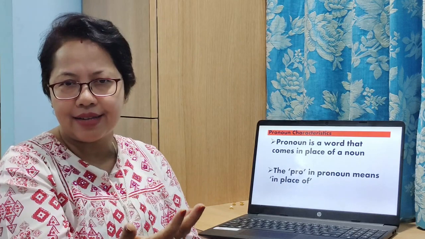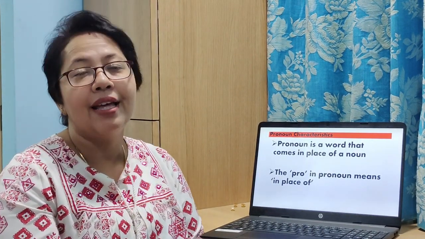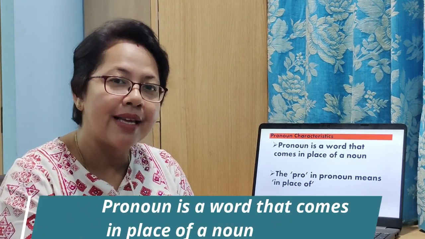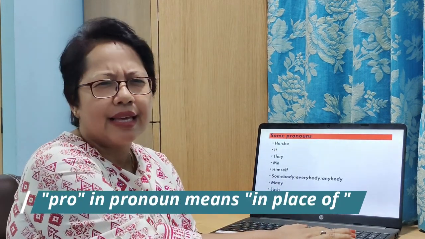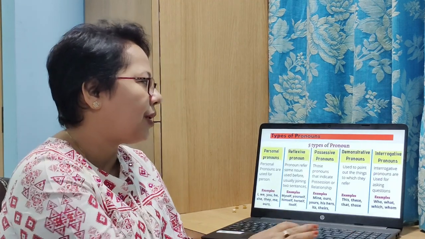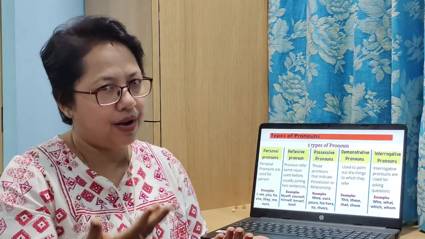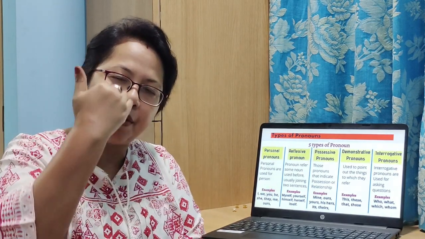If you remember from the last lesson I talked to you. A pronoun is a word that comes in place of a noun, and the pro in pronoun means in place of. Alright, so some pronouns: he, she, they, it, him, himself, themselves, things like that. Those words are always pronouns, and there are also various kinds of pronouns, like I hit myself. I, pronoun, hit myself. It's talking about me only. The myself is talking about me.